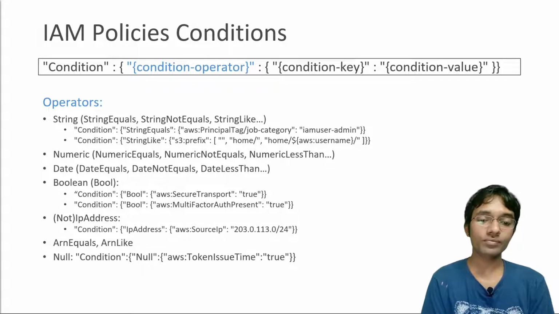You want to ensure that only a specific kind of source IP can access the service. So we can have an IP address, source IP equals, and we have a CIDR block /24. And finally, we can look at ARN equals, ARN like, and the null conditions. So we are also checking if something is null or not.